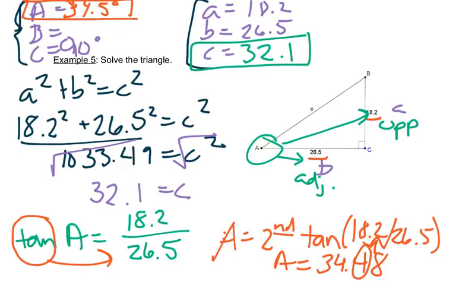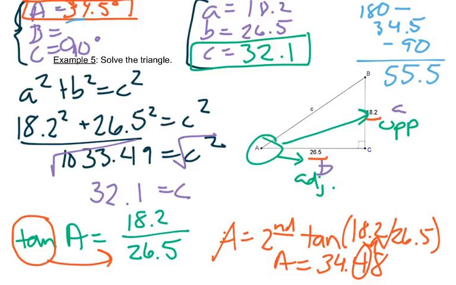Finding our last angle is easy compared to all this other work, because now that we know that A is 34.5 and C is 90, we can just take 180 minus 34.5 minus 90. And we get 55.5. So we know that's our B, 55.5 degrees. Now again, we have all 6 pieces filled in. The 3 that we're missing, we have values for.